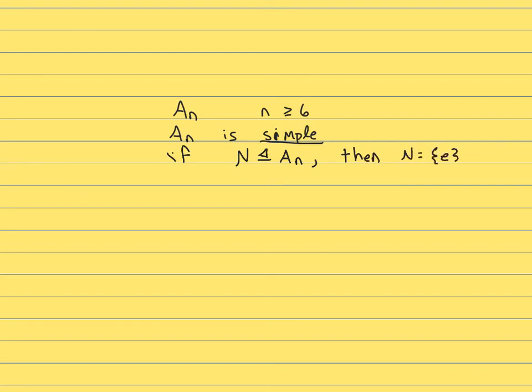Alright, so in this video we are going to take a look at the alternating groups A_n for n greater than or equal to 6. And we're going to show that A_n is simple, which means that if you have a normal subgroup in A_n, then either it's the trivial subgroup or it's the whole group.